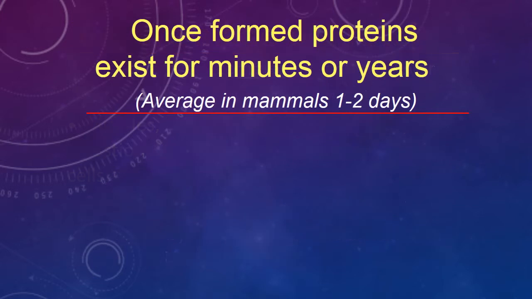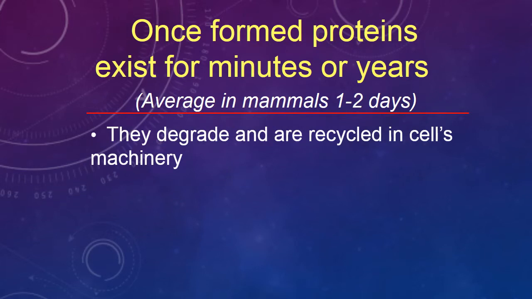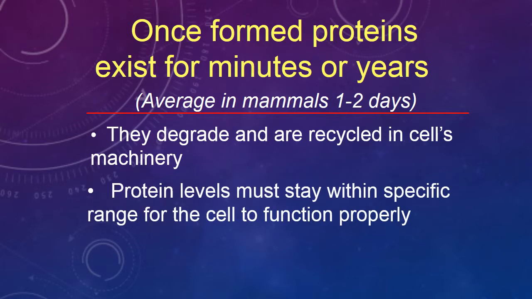Once a protein is formed, it can exist for minutes or years. The average in a mammal is 1 to 2 days. So these proteins need to be replaced. They degrade, and when they degrade, they are recycled inside the cell's machinery. And that level has to stay within a specific range for that cell to function properly.